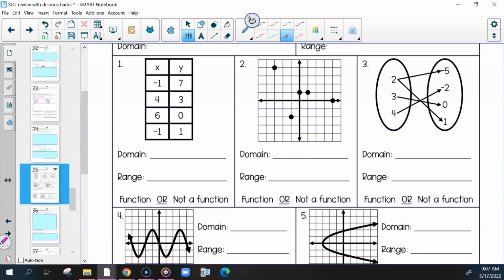For number 1, since this is a set of numbers, we're going to list these out least to greatest. What would your domain be? All the x's, and what would those be? In this case, we do not put repeating numbers, so just -1, 4, 6. For our range, what would that be? Is this a function or is this not a function? Right. Because our x's repeat, this is not a function.